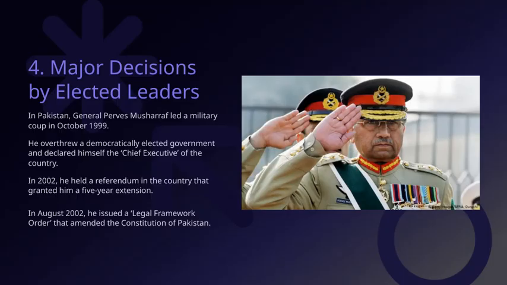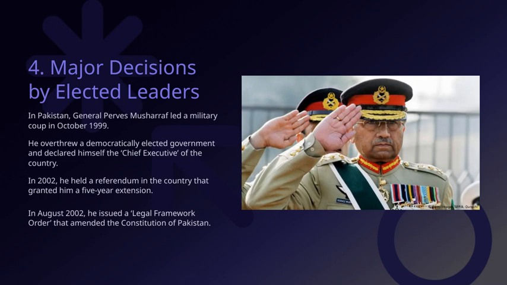In this slide, we're looking at some major decisions made by Pakistan's elected leaders, or rather, the lack of elected leadership in this case. In October 1999, General Pervez Musharraf led a military coup, which means he took control of the government by force. This was a significant turning point because he overthrew the democratically elected government, essentially ending civilian rule for the time being.